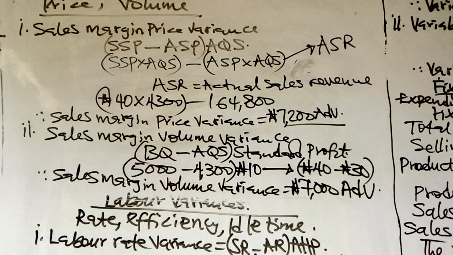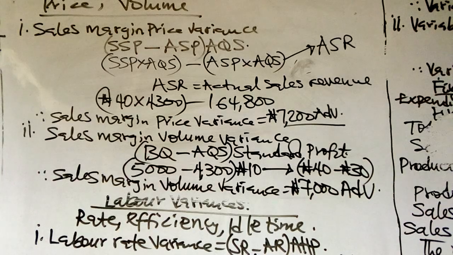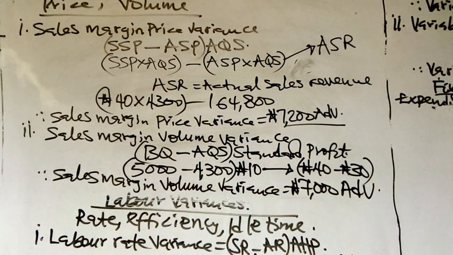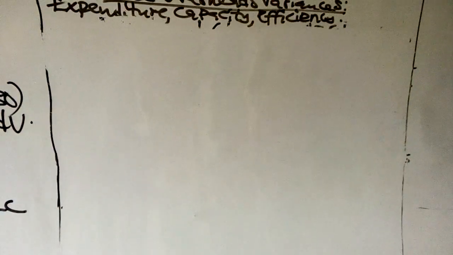Having computed that, we now want to prepare a statement to reconcile the budgeted profit with the actual profit. So now let's have our reconciliation statement: a statement to reconcile the budgeted profit with the actual profit, having computed all the necessary variances. Reconciliation statement, that is the next work to consider. For KBOD, the name of the entity is KBOD, we want to prepare the reconciliation statement.